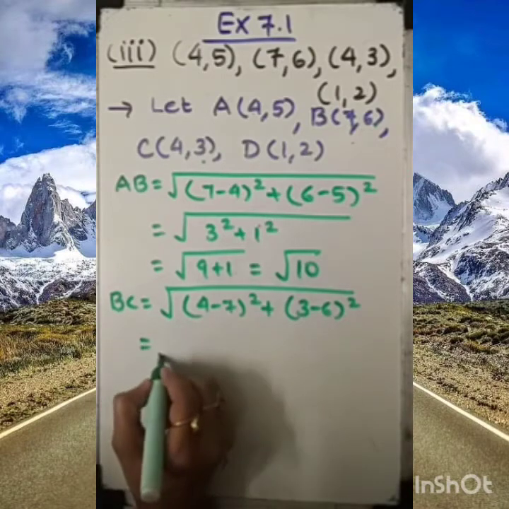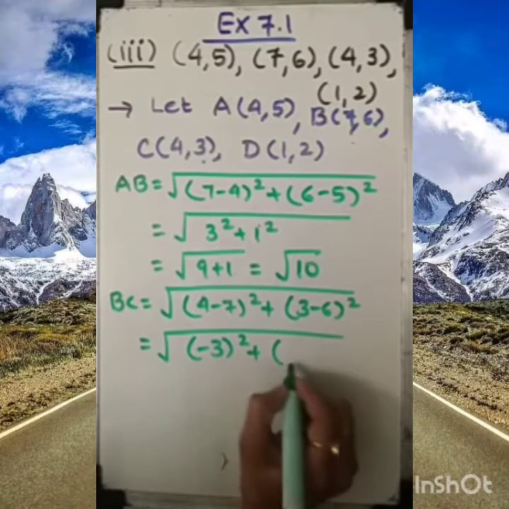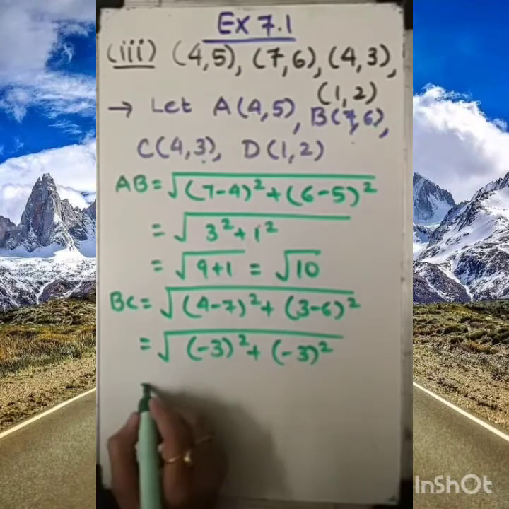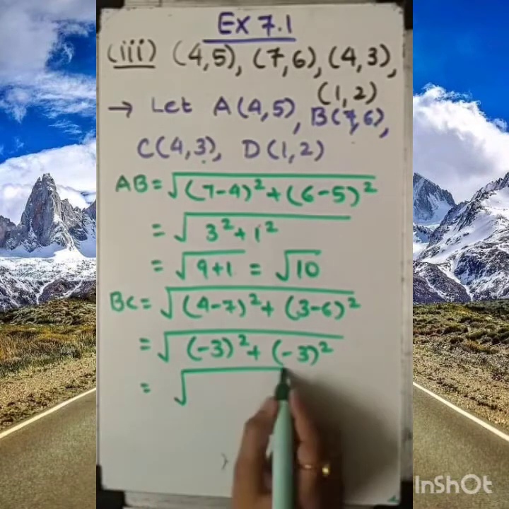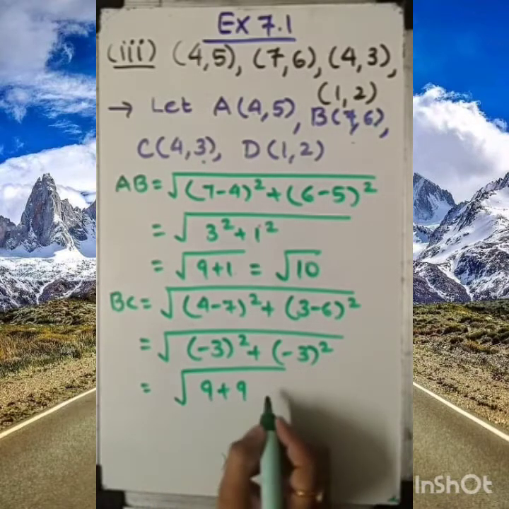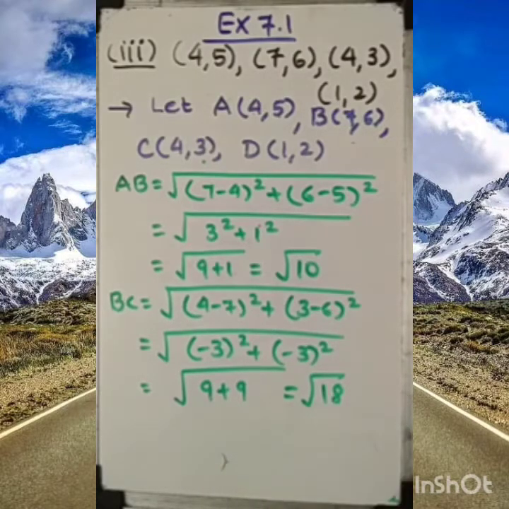That is equal to 4 minus 7, which is minus 3. This is also minus 3. Minus 3 square is 9, positive 9. And this is also 9. And 9 plus 9, that is under root 18. So dear student, the second side BC, the value we are gaining, is under root 18.